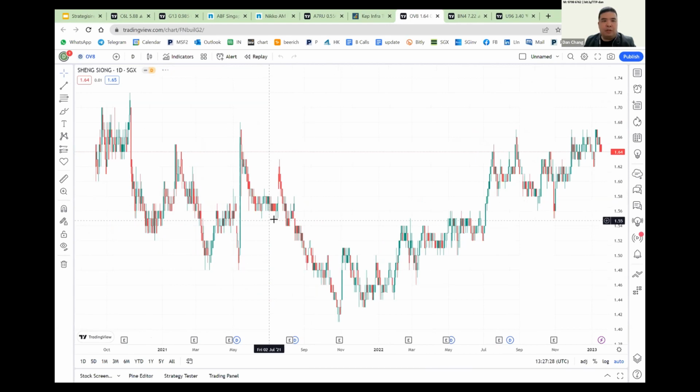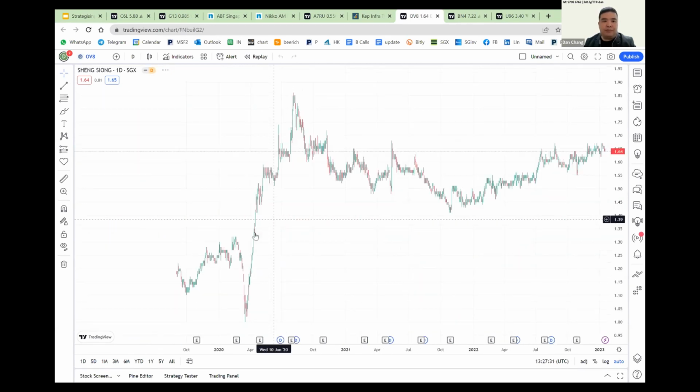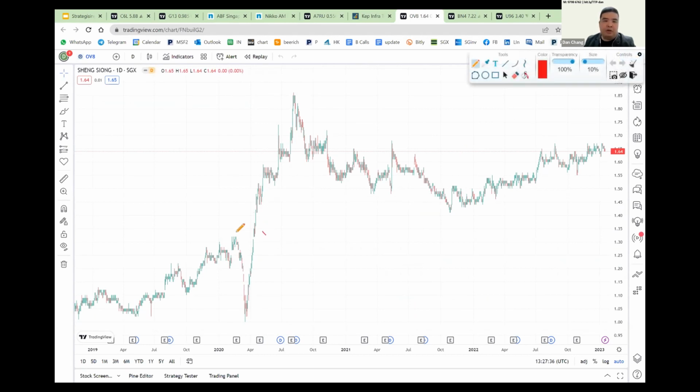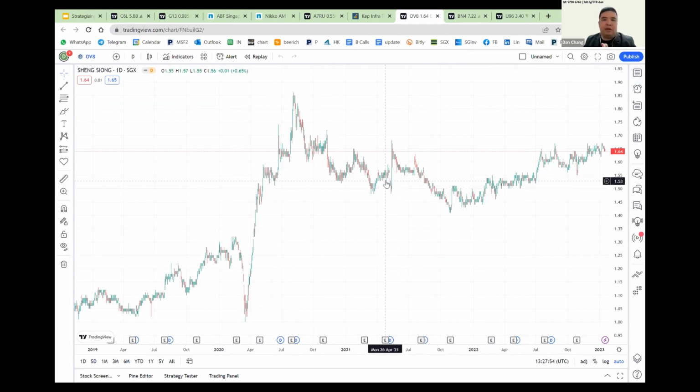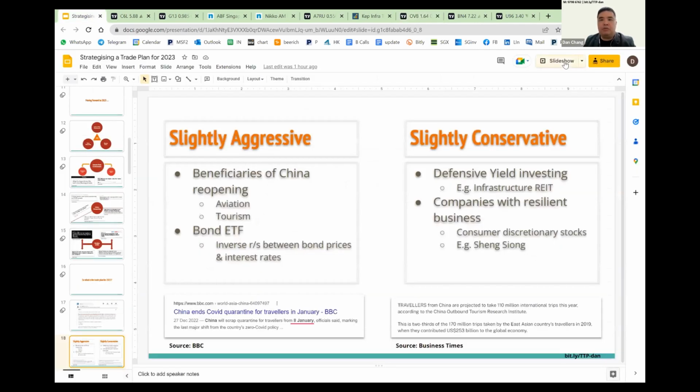And look at what happened during the pandemic. At the peak of the pandemic, as I mentioned, all stocks moved the same way. But straight after that, it actually went up to a high of 1.8 something, which is its multiple-year high. So Sheng Siong is a very resilient stock. If you are very conservative, or rather taking on a slightly conservative trade plan, Sheng Siong is definitely one counter you want to take a look at.